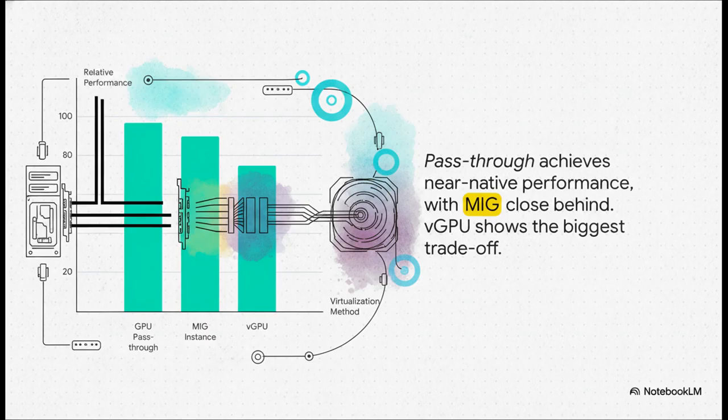And check this out. This chart just says it all, doesn't it? It shows the performance trade-offs for a demanding job like AI training. Look how close pass-through gets to bare metal. 97%? That's incredible. A MIG instance is right behind, giving you that guaranteed slice of performance. But then, you see the most significant drop with vGPU. It really drives home that your choice has a direct, measurable impact on your results.